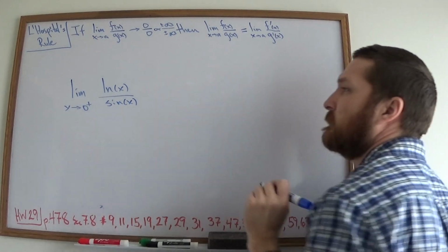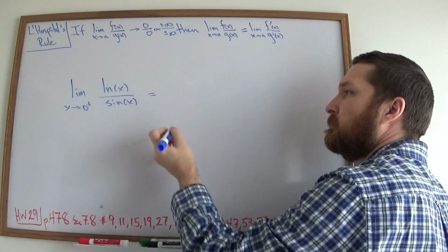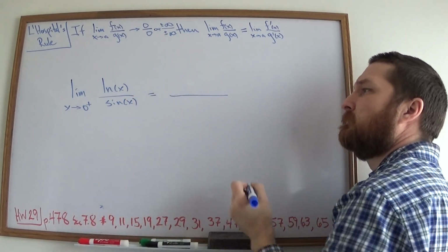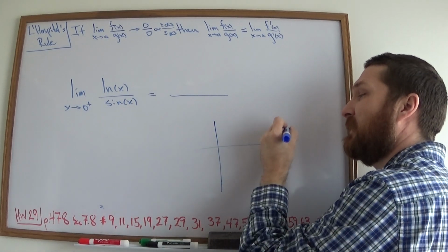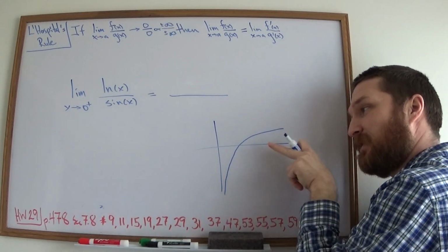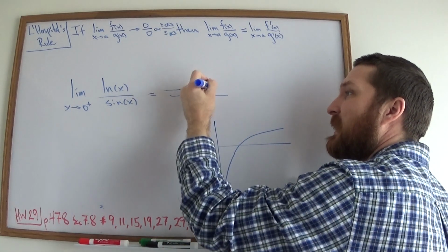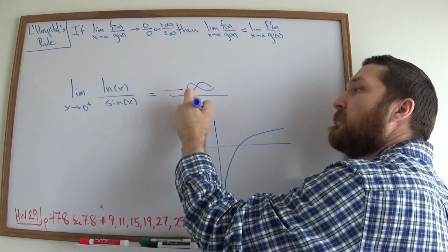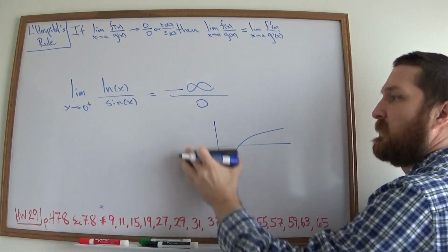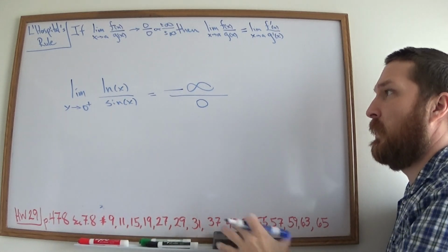What does this go to? 0 over 0? Wait, no, this. What's log go to? Infinity. It's negative infinity. Negative infinity, right? Because log does this, and as you go to 0, it goes to negative infinity, and sine goes to 0. What's that? I have no idea.